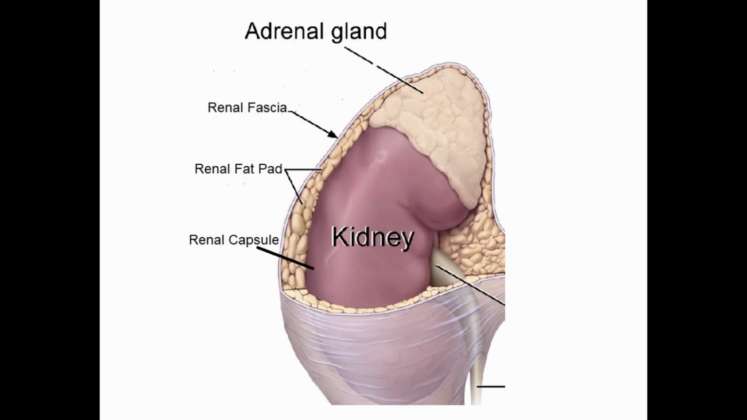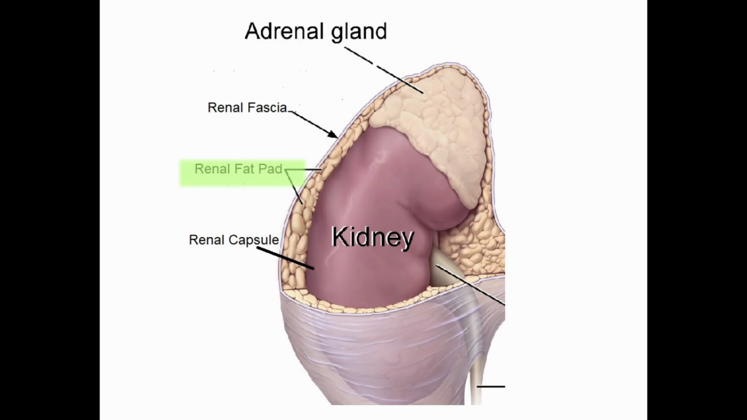The kidneys are well protected by layers of fat, muscle, and ribs. The fibrous capsule directly covers each kidney and has 3 layers. The fibrous capsule, also known as the renal capsule, is a dense layer of irregular connective tissue.